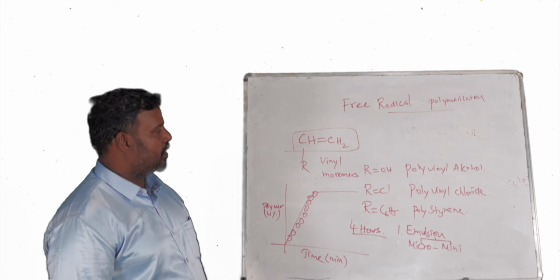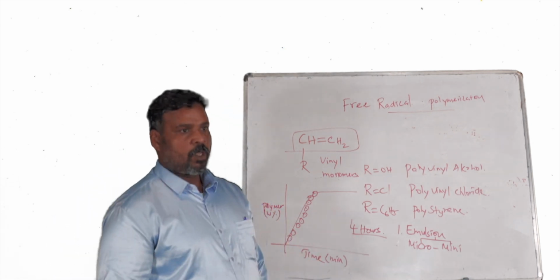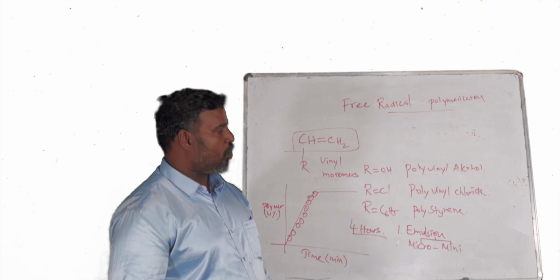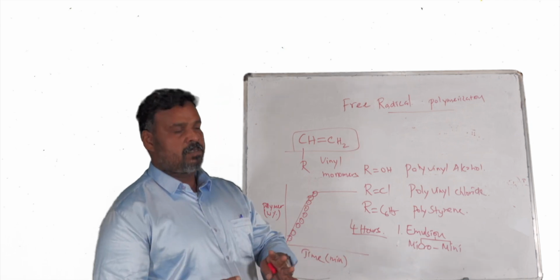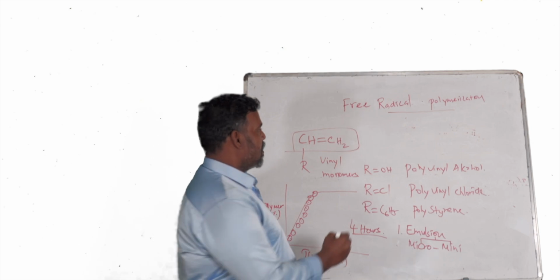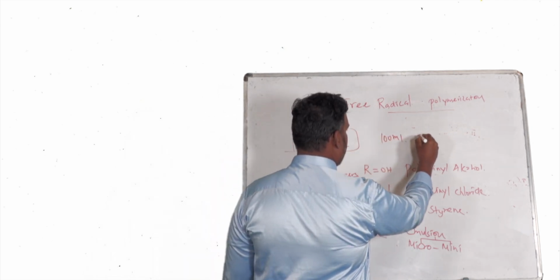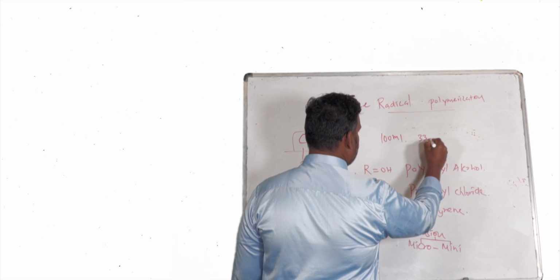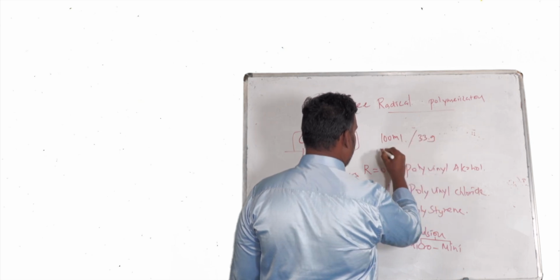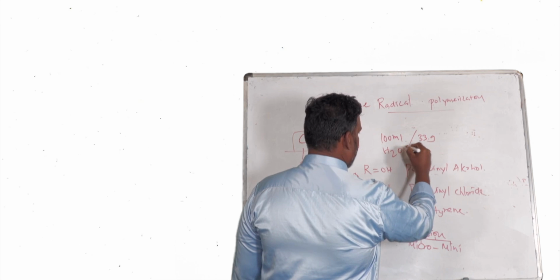In emulsion polymerization, you take water, then you add monomer. Mostly water is taken 3 times the weight of the monomer. Usually, if you are taking 100 ml of water, one third, like 33 grams, should be monomer. So this is the ratio, using water and monomer.